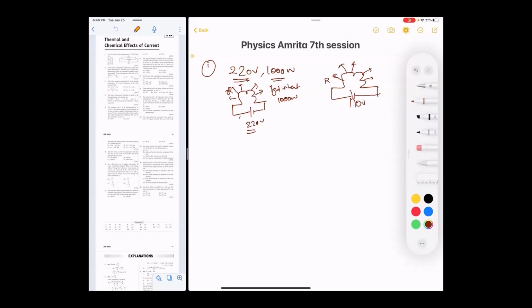So what is the power here? The formula: power is equal to V square by R. So resistance of the bulb is V square by P. Here voltage is V1, power is P1. Here also resistance will be the same. So from this circuit, R0 is V2 square by P2. I have changed the voltage, so power will change. Is it clear?